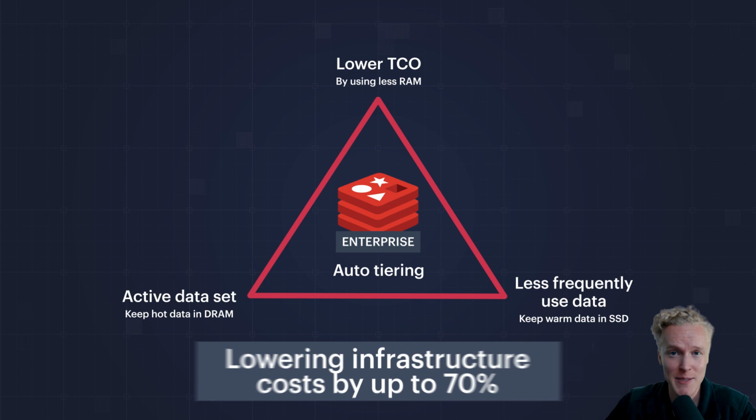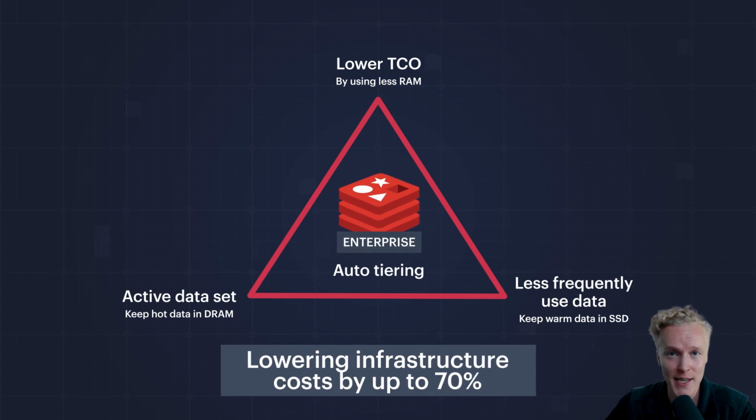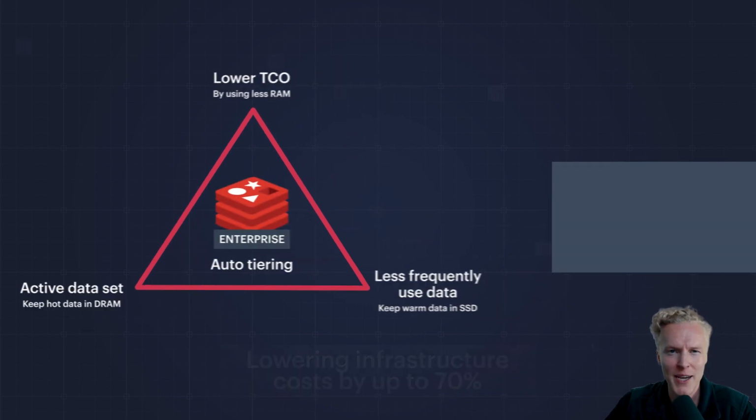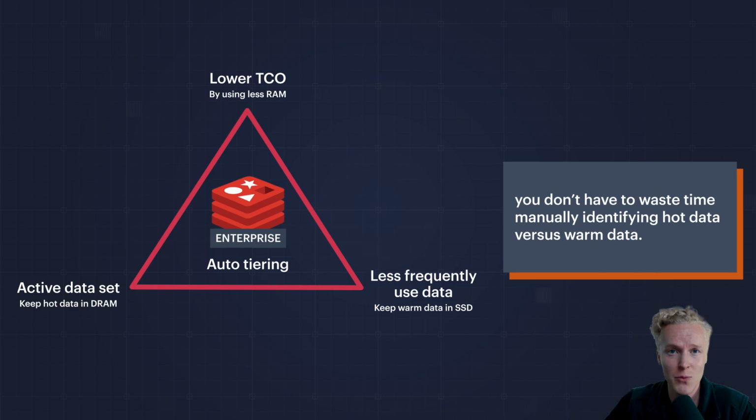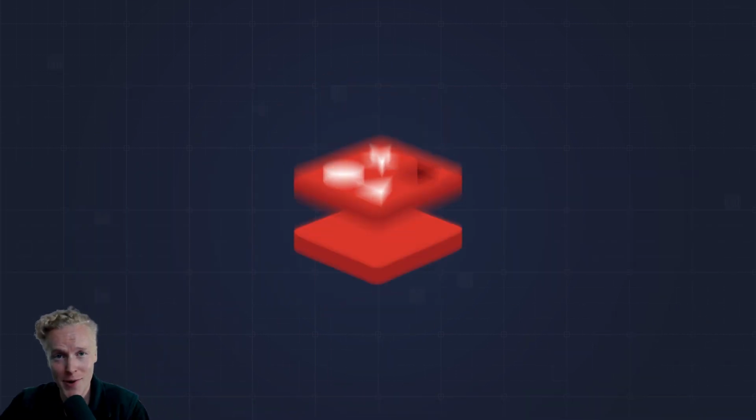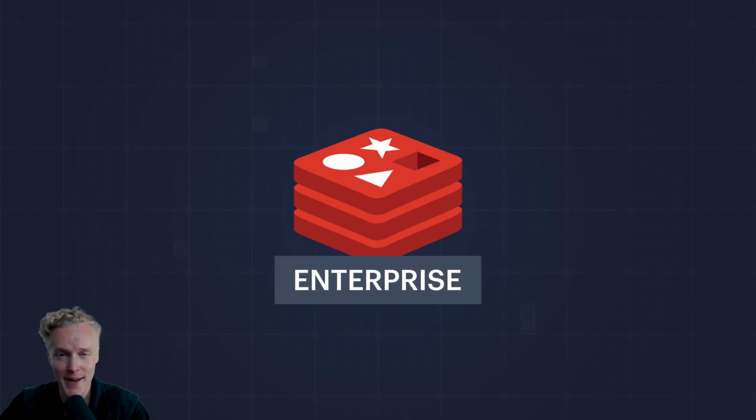What kind of savings can you expect? We've seen up to 70% in infrastructure cost savings compared to deployments that only use RAM. And because auto-tiering efficiently and automatically manages data access patterns, you don't have to waste time manually identifying hot data versus warm data. So how does Redis manage to keep your apps as fast as possible?